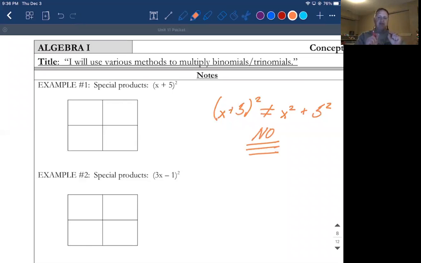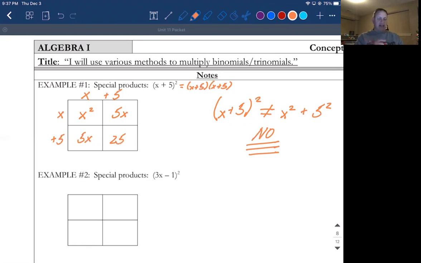Because we're taking x plus 5 times itself. So what this really means is to take x plus 5 times x plus 5. Come on with me. Let's go to the boxes. So when you do this, this is going to be x plus 5 times x plus 5. So x times x gives us the first box of x squared. And 5 times x gives us 5x here and down here. And 5 times 5 is 25.